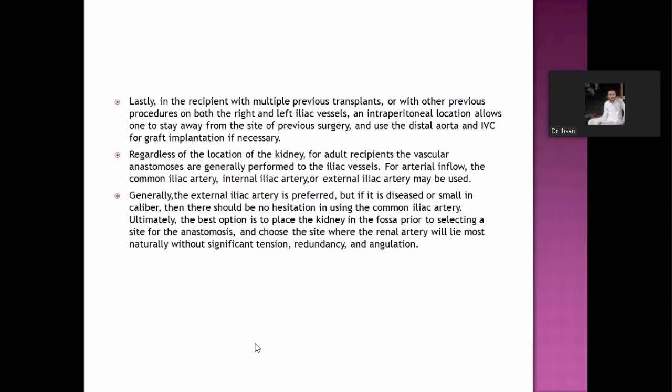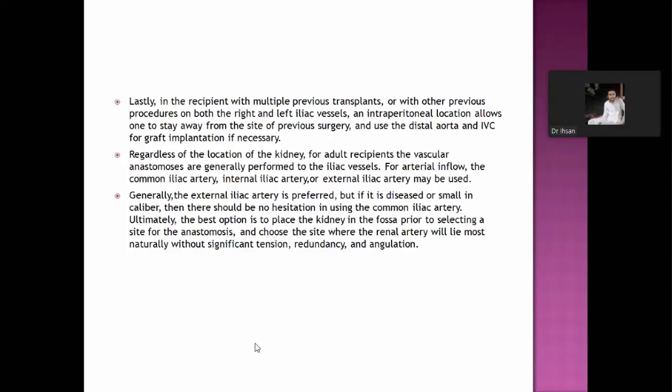Lastly, in the recipient with multiple previous transplants or with other previous procedures on both right and left iliac vessels, an intraperitoneal location allows one to stay away from the site of previous surgery and use the distal aorta and inferior vena cava for graft implantation if necessary.